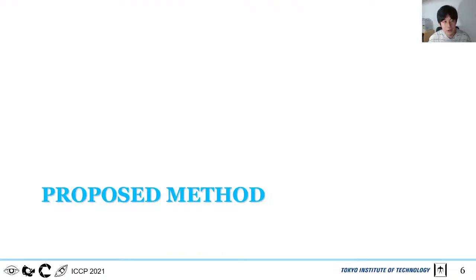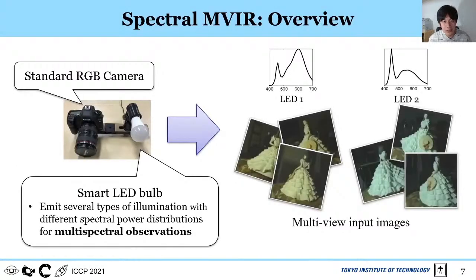Next is our proposed method. We use a standard RGB camera and a smart LED bulb to capture multi-view input images. We exploit the smart LED bulb as our light source because it can emit several types of illumination with different spectral power distributions and thus can be used for multispectral observations. We fix the camera and the LED bulb on a plate and capture the images by moving the plate around the object while changing the illumination spectrum.